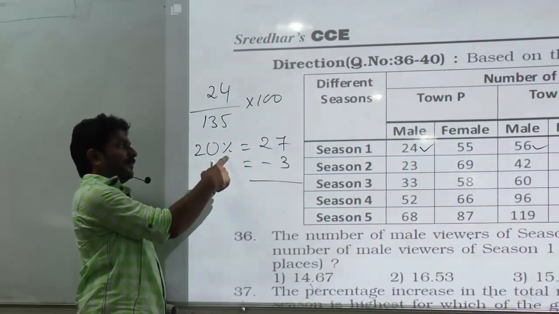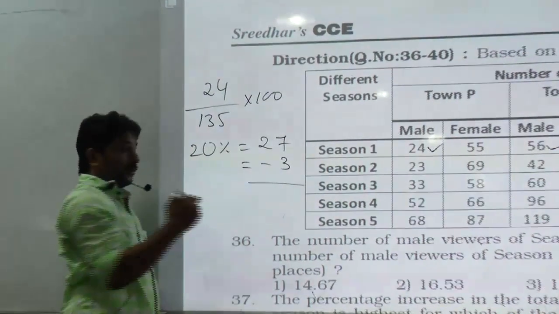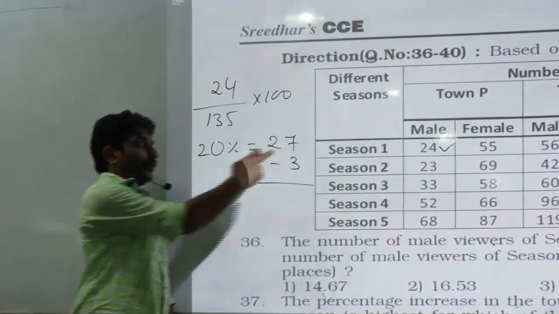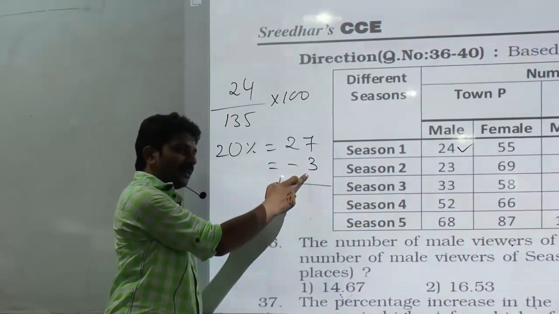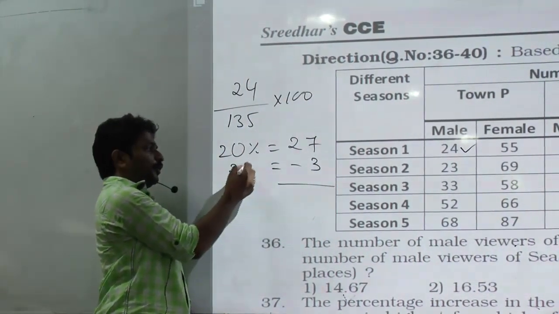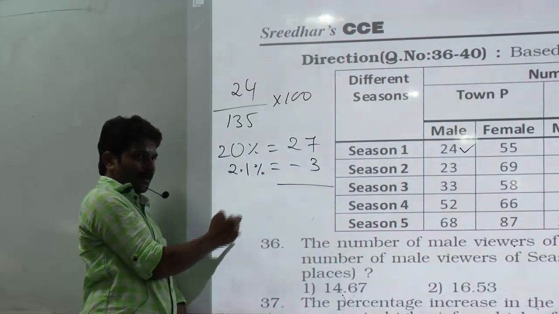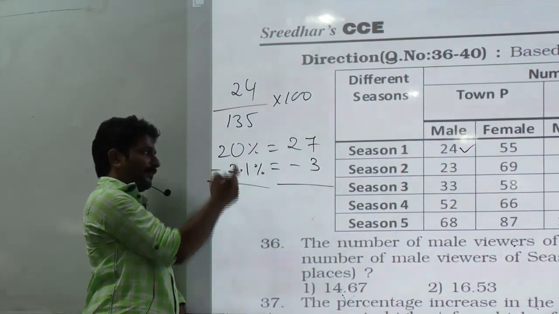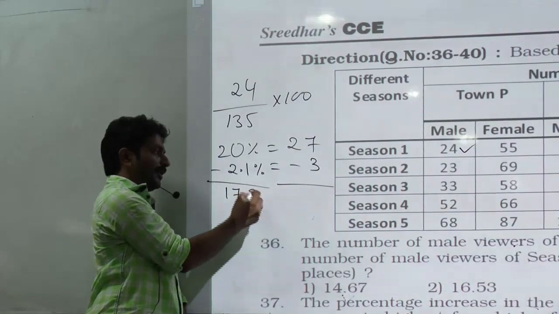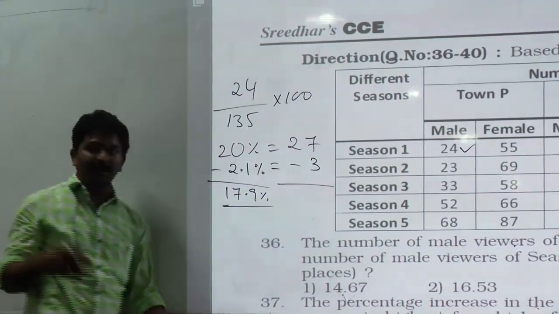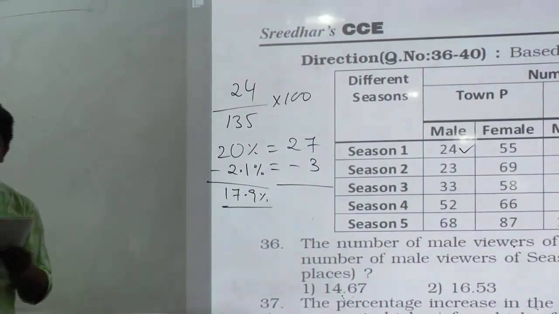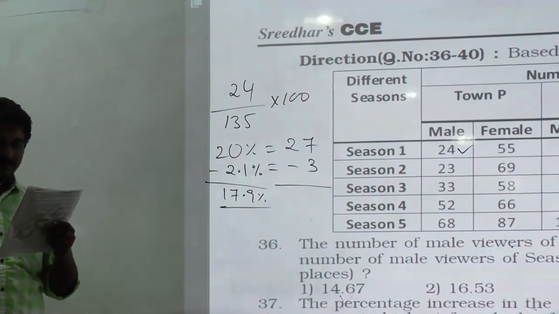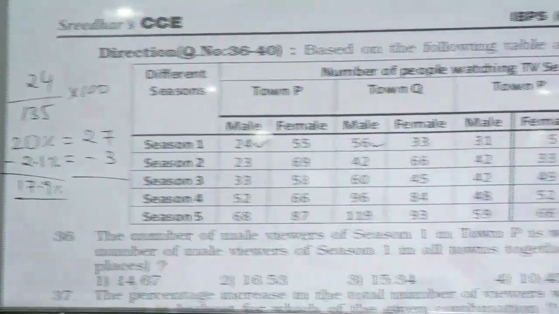And if 20% is 27, what about 2%? 2.7. You need to subtract more than that. Let it be 2.1% or 2.2%. If you subtract 2.1% from 20, that will be 17.9% or 17.8%. Very close to 17.9. Which option? Fifth option, 17.78.